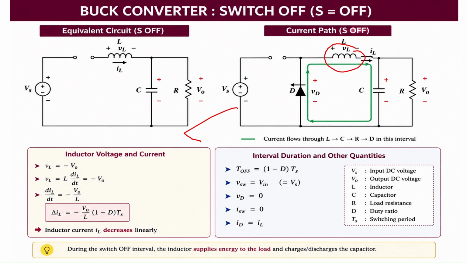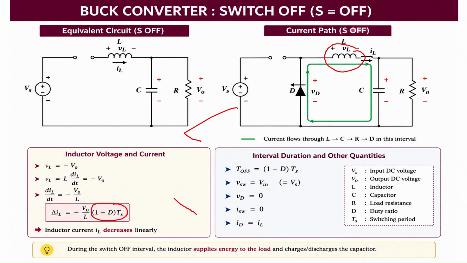This interval dt is the turn off interval, which is 1 minus D into Ts. This is the interval in which your switch is in the off condition. dTs is the T on condition, and 1 minus D into Ts is the time period for the turn off condition. Here the inductor current slope is negative, so it is linearly decreasing. The inductor current will decrease during this interval. We will see the other parameters as well. T off is 1 minus D into Ts.